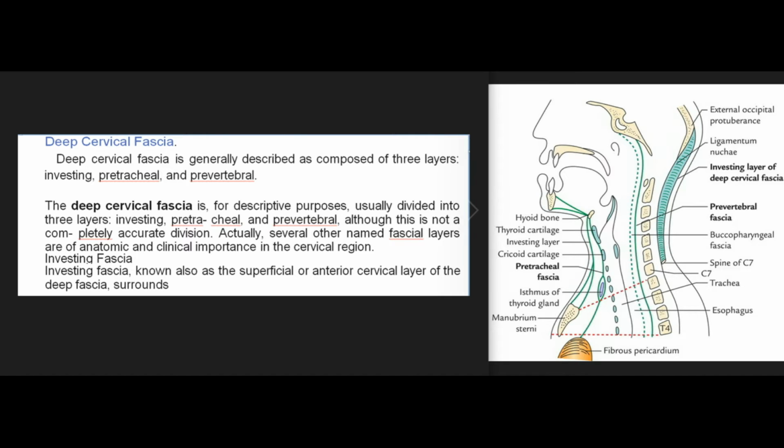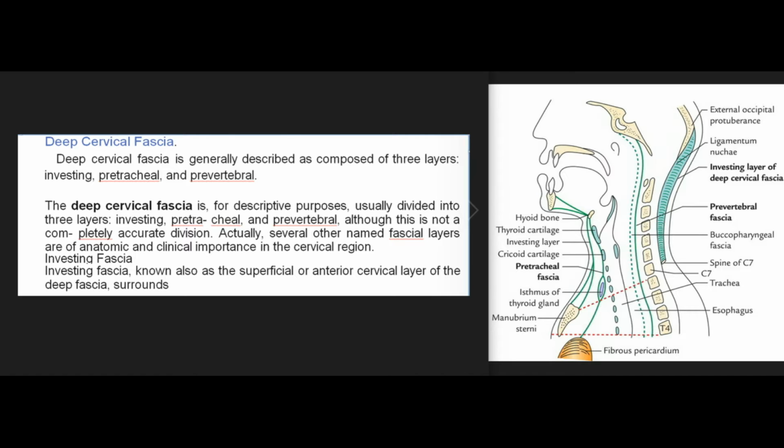Deep cervical fascia. Deep cervical fascia is generally described as composed of three layers: investing, pretracheal, and prevertebral. The deep cervical fascia is, for descriptive purposes, usually divided into three layers, although this is not a completely accurate division. Actually, several other named facial layers are of anatomic and clinical importance in the cervical region.